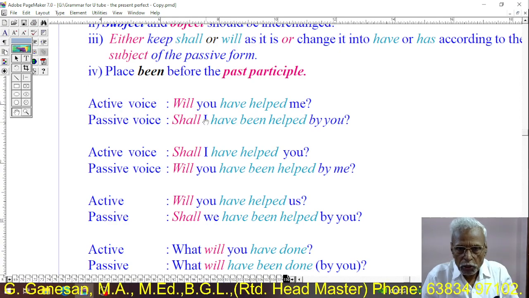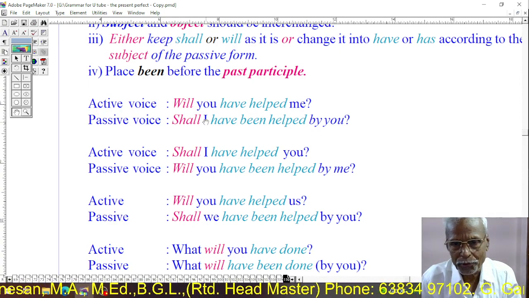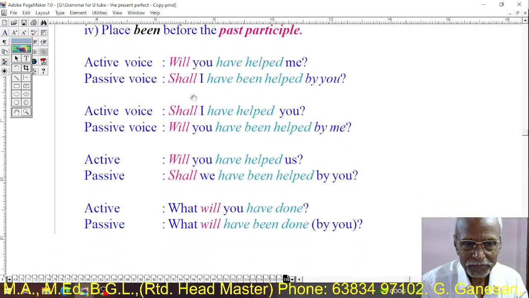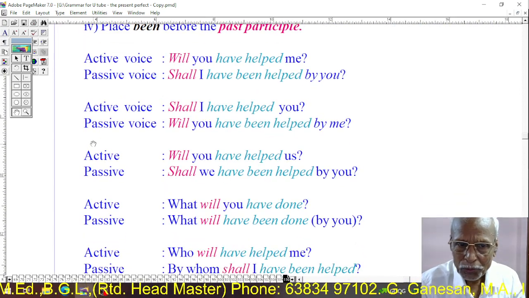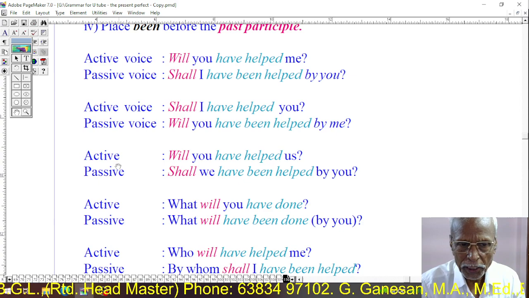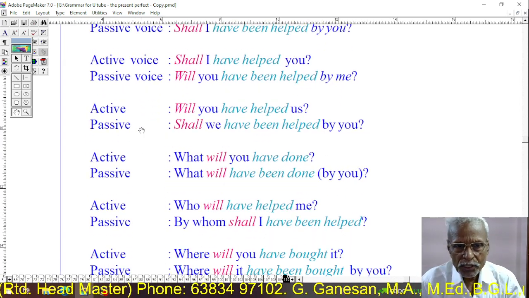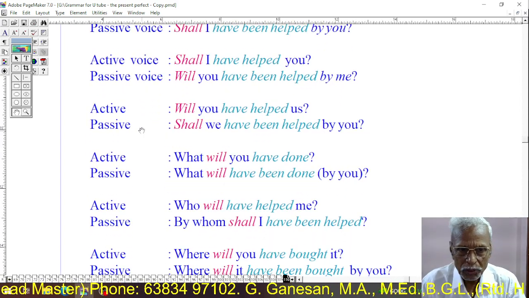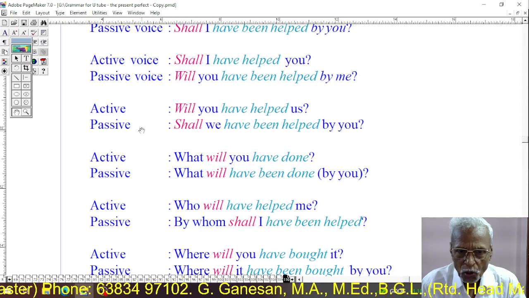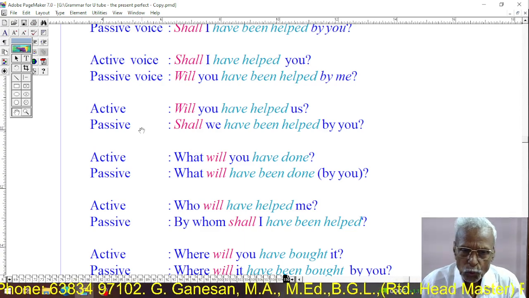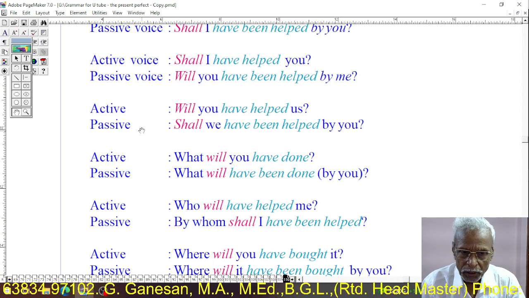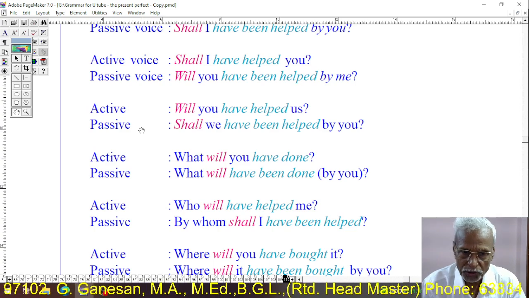Okay. Will you have helped me? Shall I have been helped by you? Shall I have helped you? Will you have been helped by me? Will you have helped us? Shall we have been helped by you? What will you have done? What will have been done by you? Who will have helped me? By whom shall I have been helped?